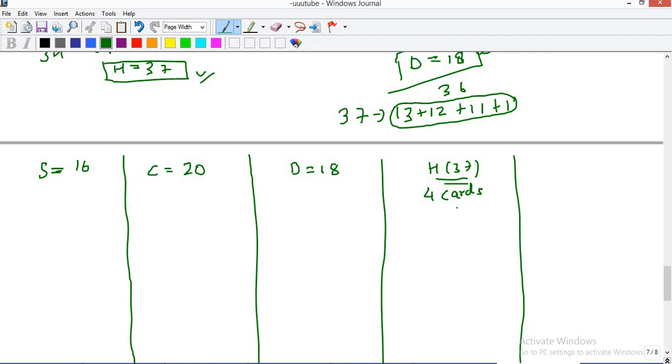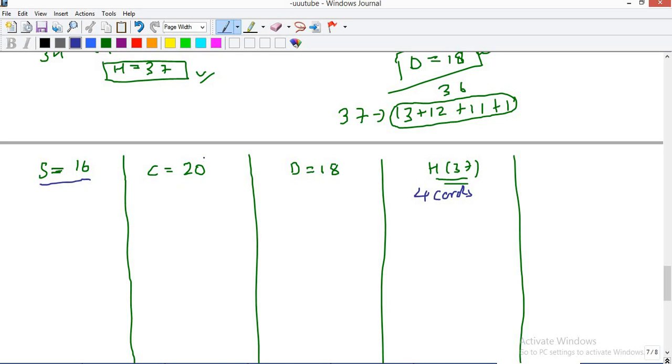I should have 4 cards, okay. I'll write it with a different color so that you do not get confused between the number of cards and the sum of face value. So I write this in indigo blue color. So the number of cards is 4 cards for hearts. Now I know that spades is more than hearts. The number of cards of spades is more than hearts.